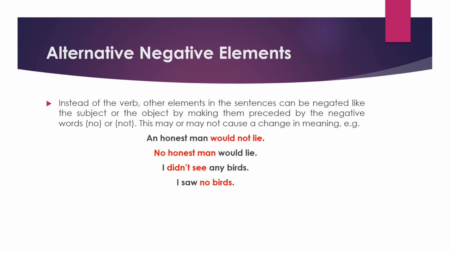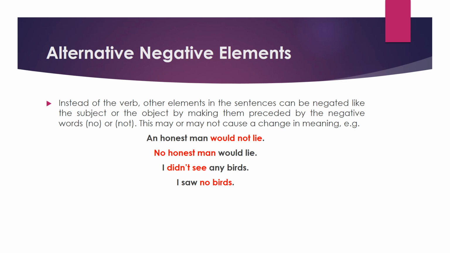So are we going to have a sentence with a different meaning? I mean, when we change a sentence into negative in two ways. The first way by negating the verb, and the second way by negating another element in the sentence, like the subject or the object. Are we going to have a difference in meaning between these two negative sentences? Sometimes yes and sometimes no.